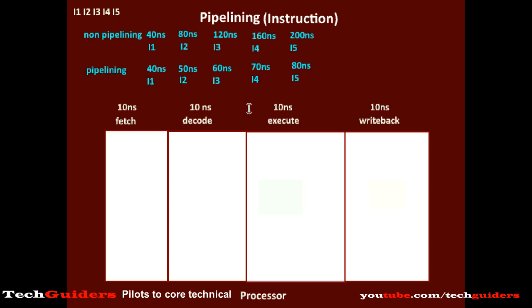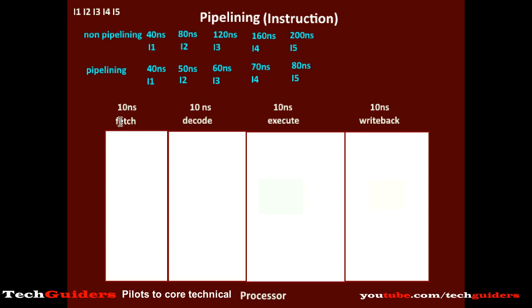Hence, for n number of instructions, the time taken in pipelining is less compared to non-pipelining. Here for 5 instructions, the time taken is only 80 nanoseconds, but in non-pipelining, for 5 instructions, it took 200 nanoseconds. Hence, if we consider the execution of n number of instructions, there is a speed up in pipelining compared to the non-pipelined approach. But this throughput and speed up are all dependent on the efficiency of pipelining.